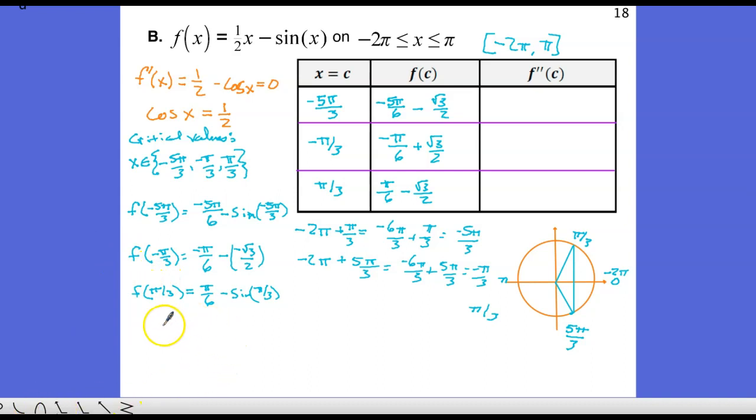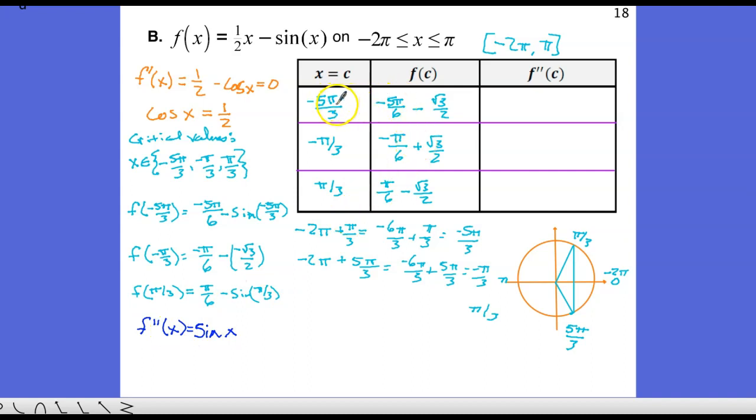All right, next thing we're going to do is take the second derivative. So the first derivative was 1/2 minus cosine x. So the second derivative, f double prime x, is going to be equal to, the 1/2 goes away, and the derivative of cosine is negative sine. That's minus a negative sine x, which is positive sine x. So now we substitute each of these values respectively into f double prime, and we're just going to check and see what's the sign that we get.